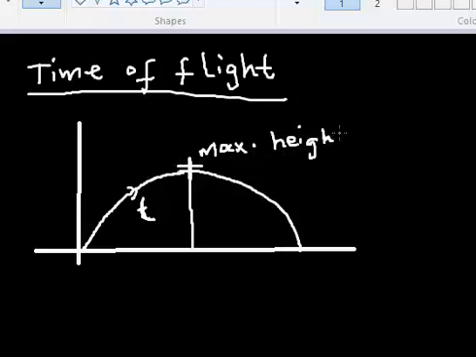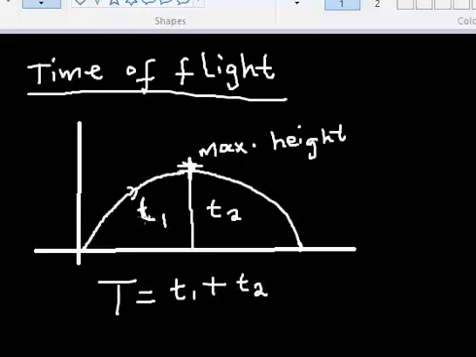Then, I'll call this T1. Then plus the time it takes the projectile to move from the maximum height back to the ground level, which is T2. So that means the total time of flight is going to be equal to T1 plus T2. Now, seeing both of them are equal, I can just use T to represent it. So that's going to be 2T.